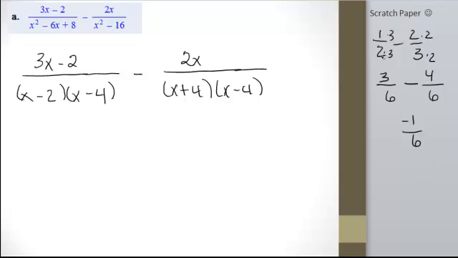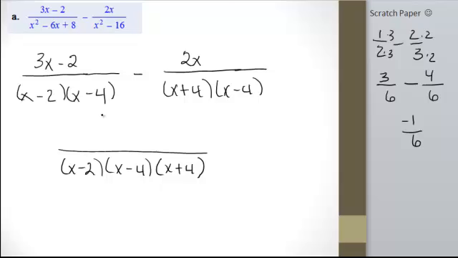Well, you want to use the same idea, but with these really big fractions. Your least common denominator would be one of each of those factors. So you're going to need an x minus 2, an x minus 4, and an x plus 4.